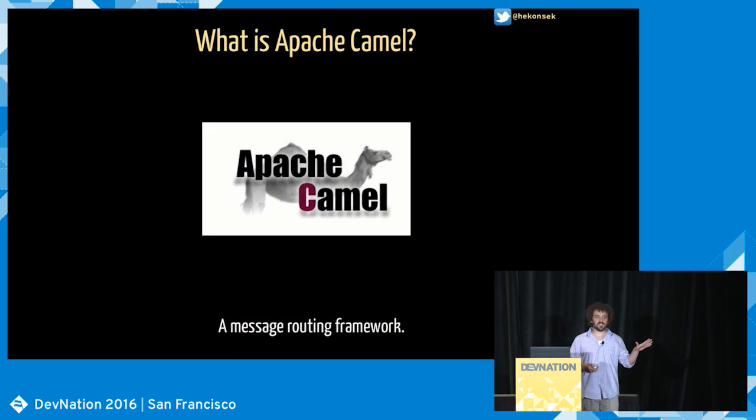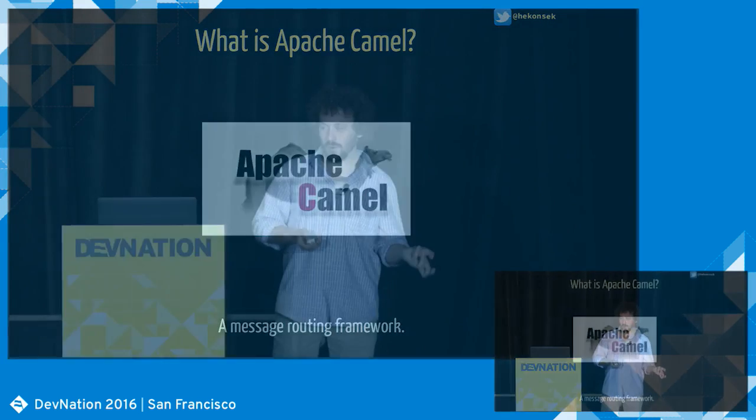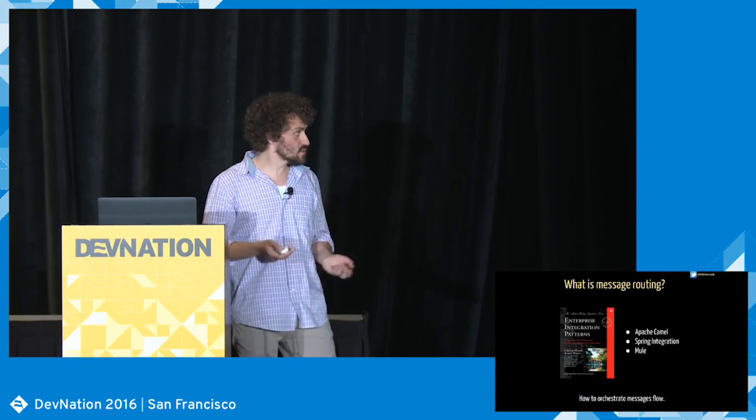Okay, and now talking a little bit about this Camel part that is deployed there. So first of all, who knows what Camel is? Okay, almost everybody, so that will be a really short introduction for the few people that don't know. Apache Camel is a message routing framework. And what is message routing?